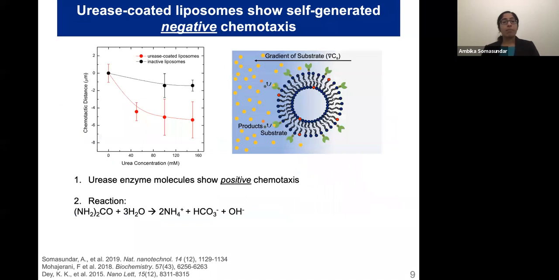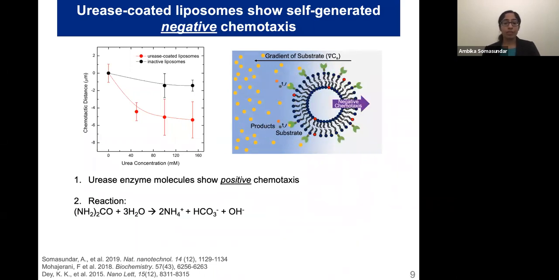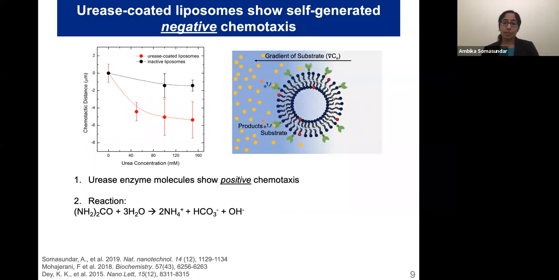The next enzyme that we tested was urease. Now, urease molecules as well as urease-coated hard particles show positive chemotaxis. So it was surprising to us that when we attached urease onto the external surface of lipid vesicles, we actually observed negative chemotaxis. Now, why were we seeing this negative chemotaxis?